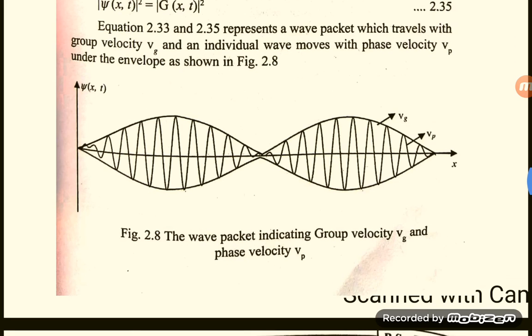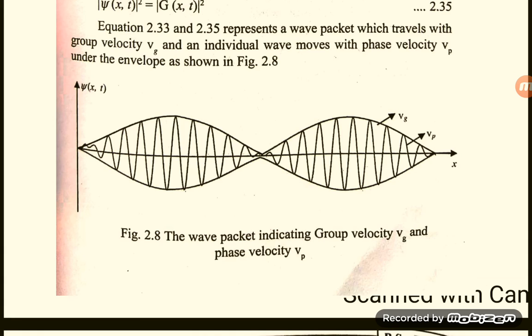So in this figure, just assume what Vg and Vp are. Vp is the maximum. We have already seen that the phase velocity is greater than the particle velocity. Whereas if you consider some waves associated with the particle, that is called a group of waves. So the group velocity is equal to the velocity of the particle.